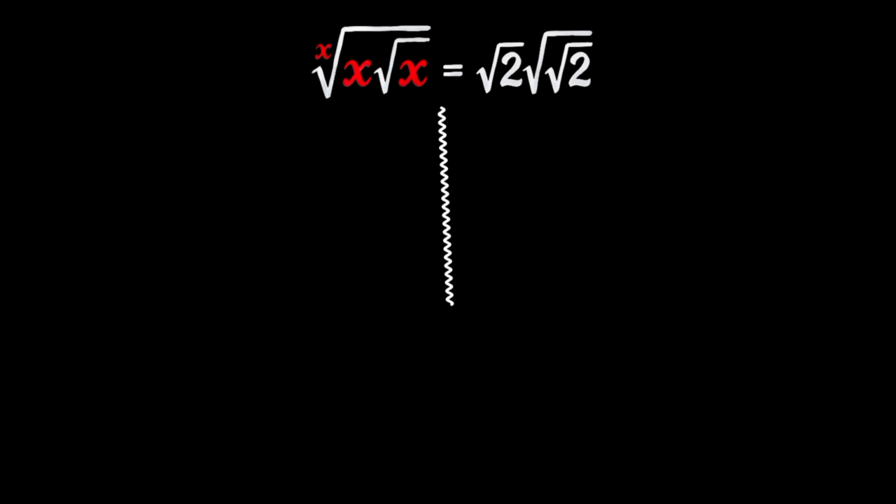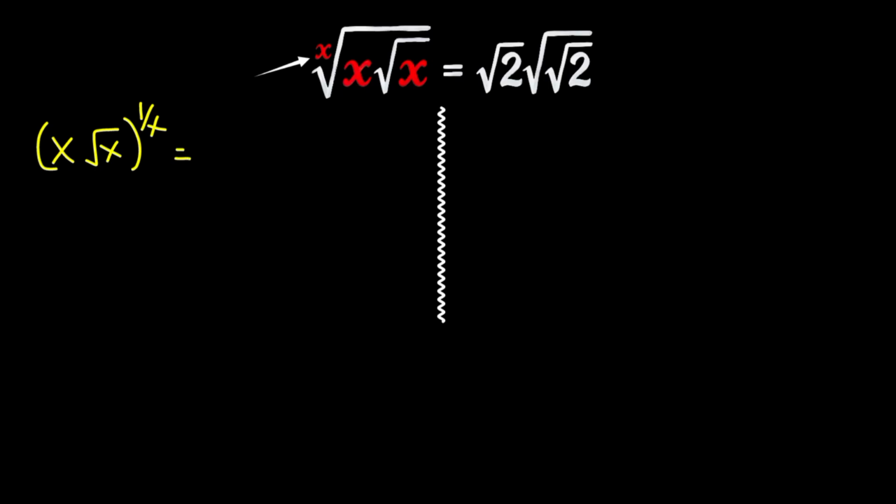Welcome guys, let us solve this exponential equation together. So we're going to start by converting this root to an exponential power. So we have this all to the power of 1 over x, and that equals root 2 times square root of root 2. So we're going to do something interesting here.